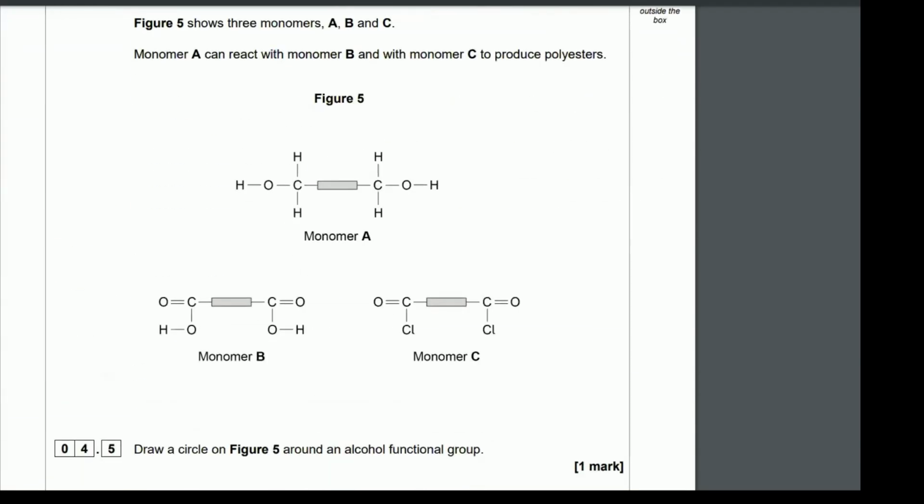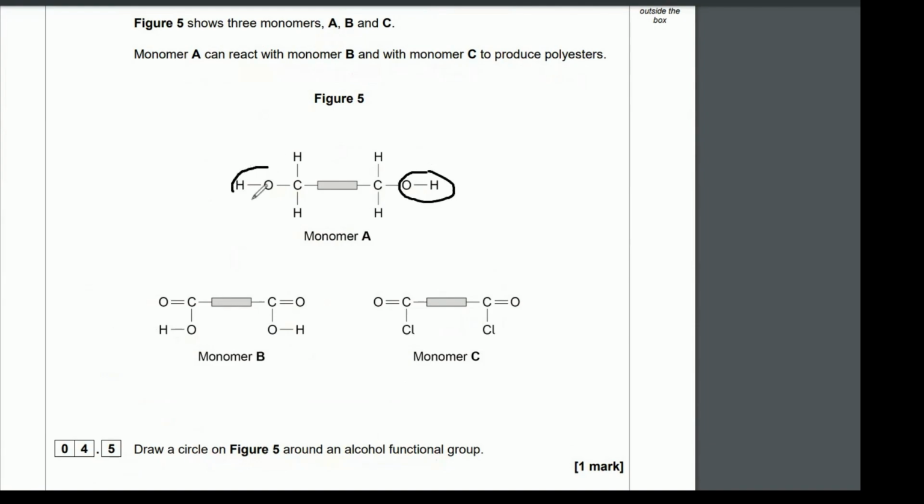Right, figure 5 shows 3 monomers, A, B, and C. Monomer A can react with monomer B and with monomer C to produce polyesters. Draw a circle, figure 5, around an alcohol functional group. So where is an alcohol functional group? Well, we got one here.